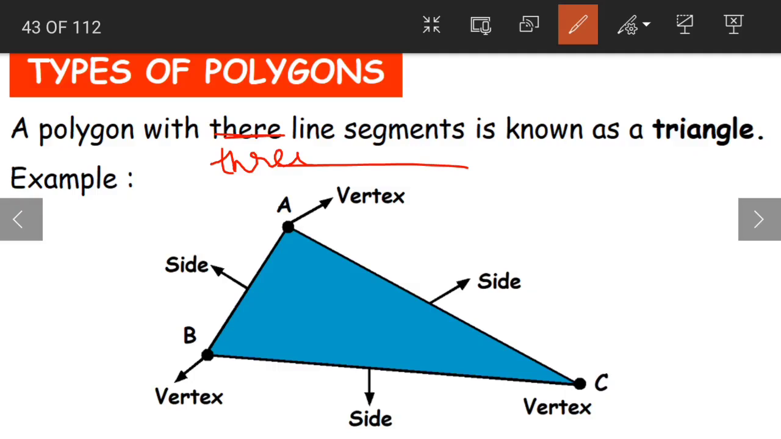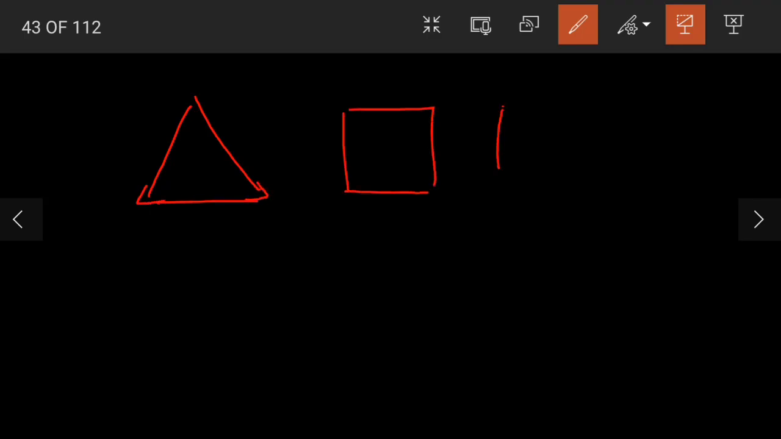The simple closed figures, we already know a few simple closed figures. Yes, like for example a triangle, square, a rectangle. Yes or no, children? We all know about these 3 figures. These are nothing but simple closed figures. Now are these 3 figures polygons? Can we call them polygons?